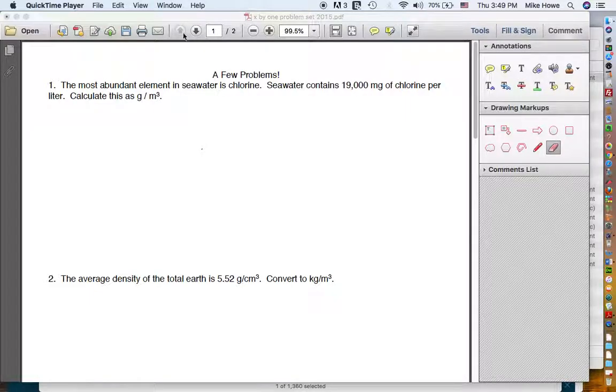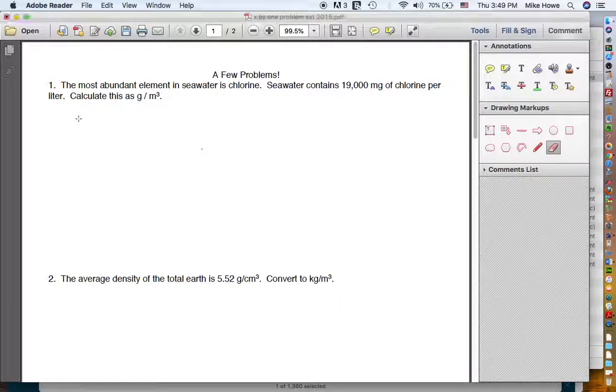So here's an overview of the problems that I promised. In the first problem, you're given 19,000 milligrams per liter, and you want to change that to grams per cubic decimeter. So it's easy to change milligrams to grams.